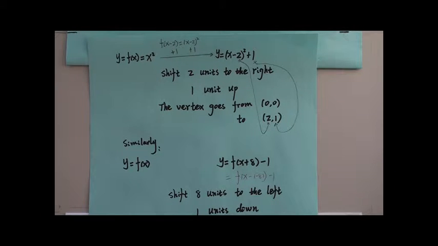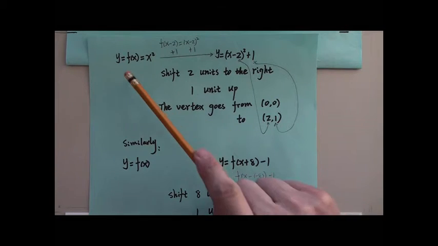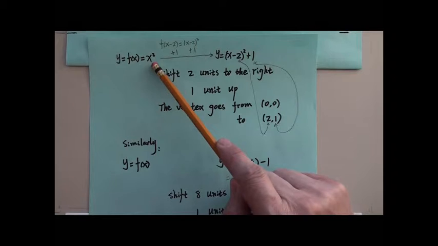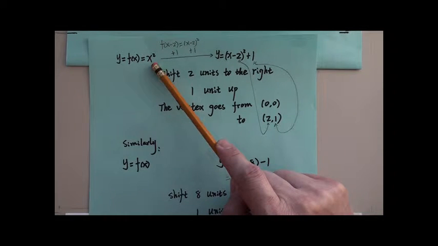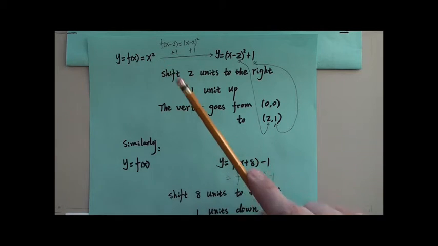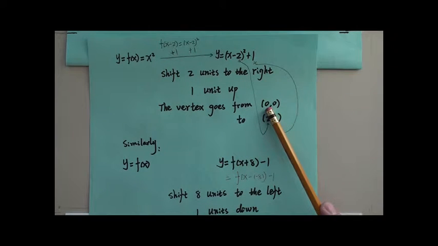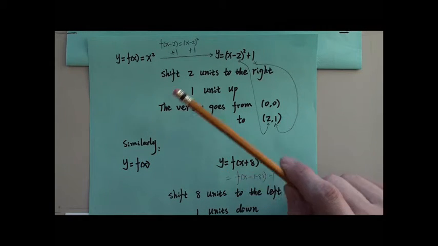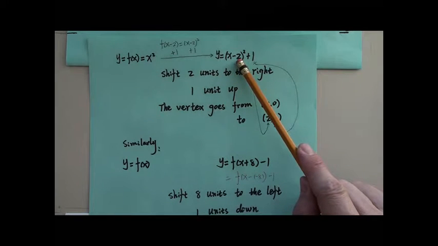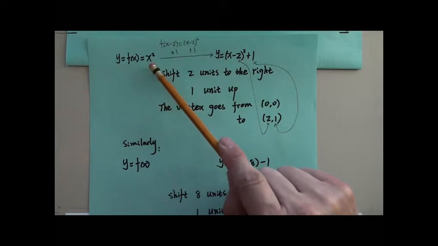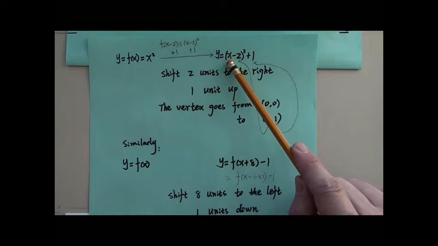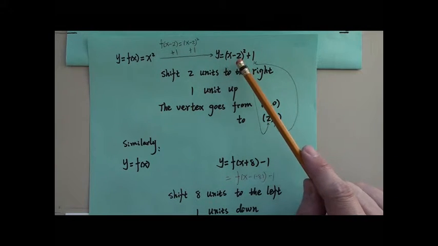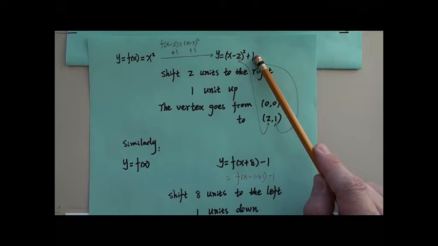Now let's look at how to shift a graph. We know if f of x is x squared, this is a parabola with the vertex at the origin, 0, 0. Now, what's the relationship between those two? We know y equals x squared. With this one, y equals (x minus 2) squared, plus 1, has this kind of relationship.